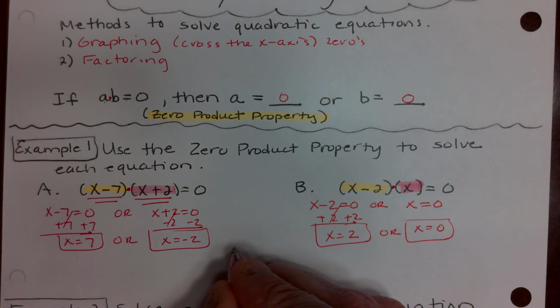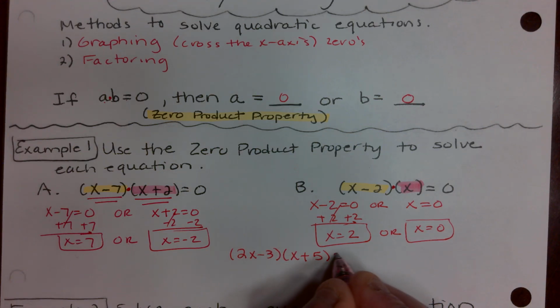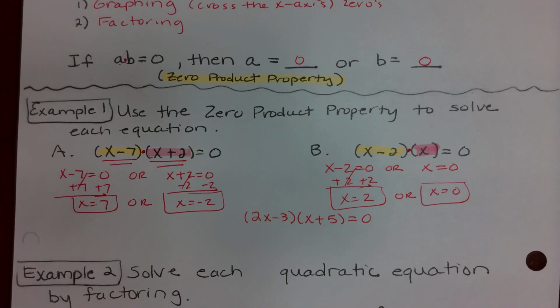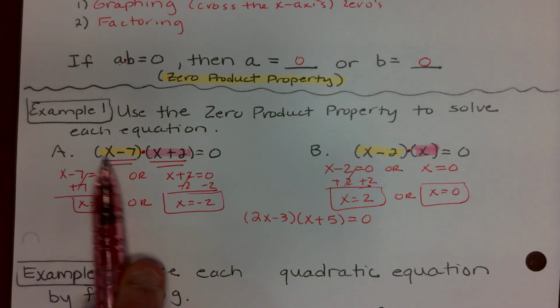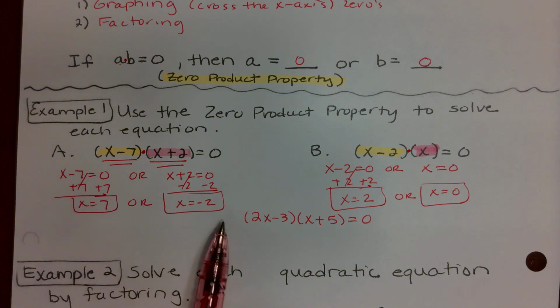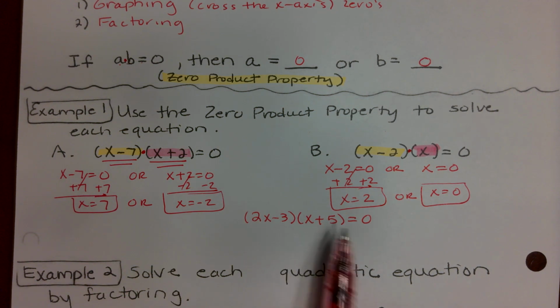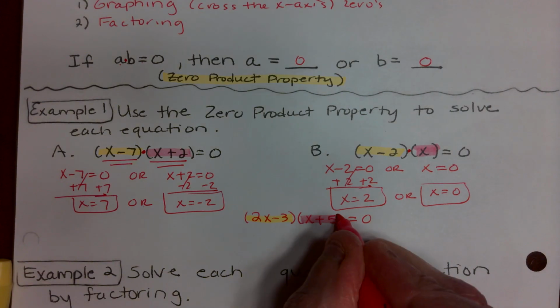What if you have this, though? I'm going to give you a different one. 2x minus 3 times x plus 5 equals 0. How would you figure that one out? Because some of you are probably up here going, well, yeah, x equals 7 would make this 0, and negative 2 would make this 0. You can kind of do some of that in your head. But that, not so much, right? You can figure that one out, because again, we're trying to see when is that 0 and when is that 0.